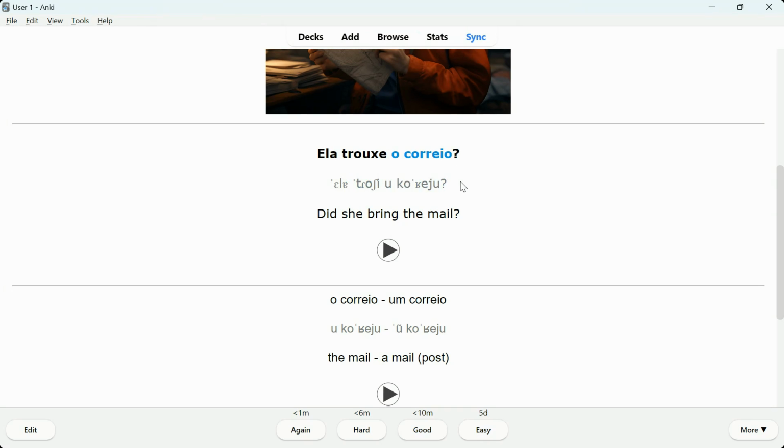So underneath the Portuguese sentence, we have the IP notation. This is here so you can practice your pronunciation. Underneath that, we have the English translation of the Portuguese sentence. And finally, we have the audio. Ela trouxe o correio?